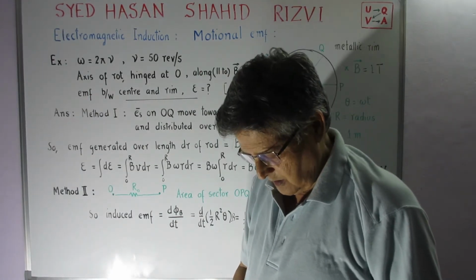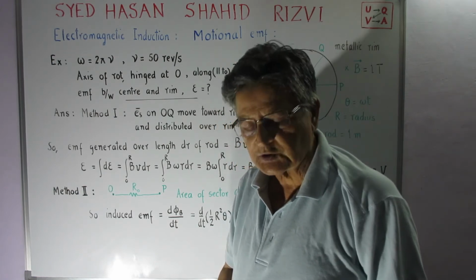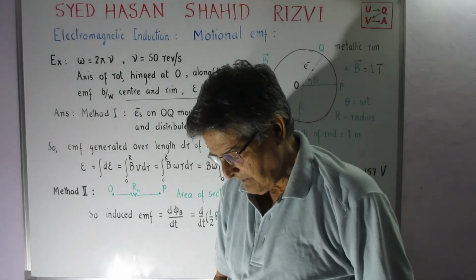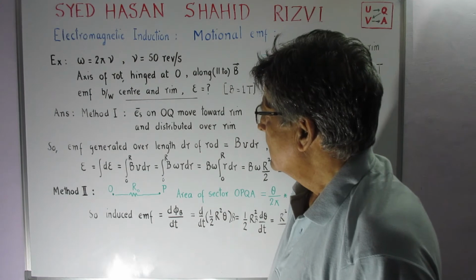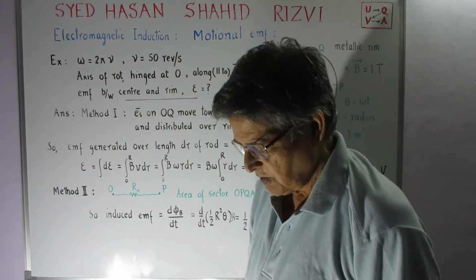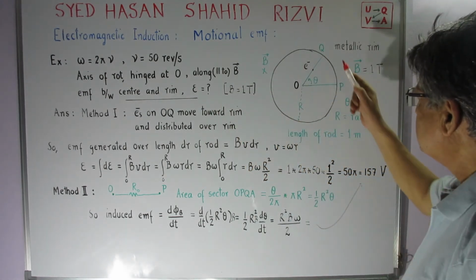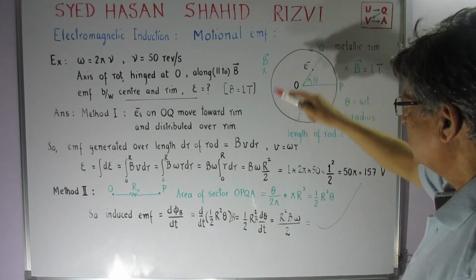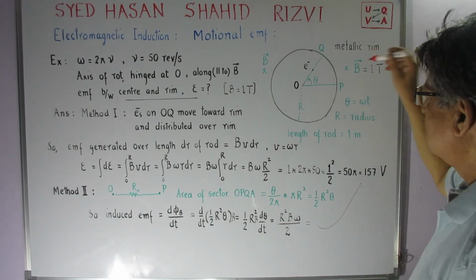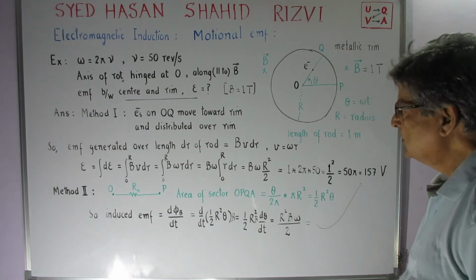So I now take a famous example, which is taken by all techs, in all coaching centers, etc. It is about the motional EMF generated between this metallic ring, just like the rim of a bicycle, and this is the center, and the magnetic field is going inside all over. That could be the Earth's horizontal component, etc.